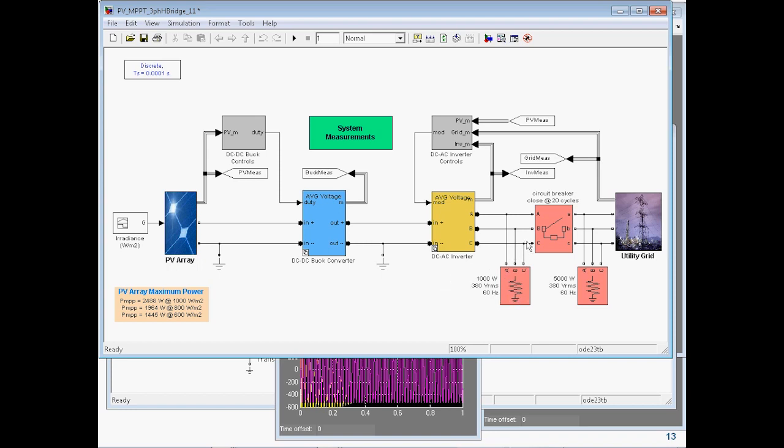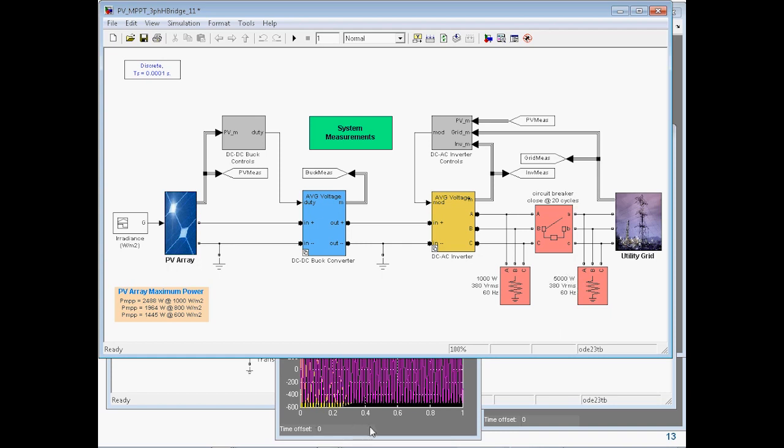And then when it gets hooked to the grid, it cannot handle 1,000 plus this 5,000. So the grid is providing part of the power for this 5,000, and the array is compensating, putting as much as it can to cover what it can from here.